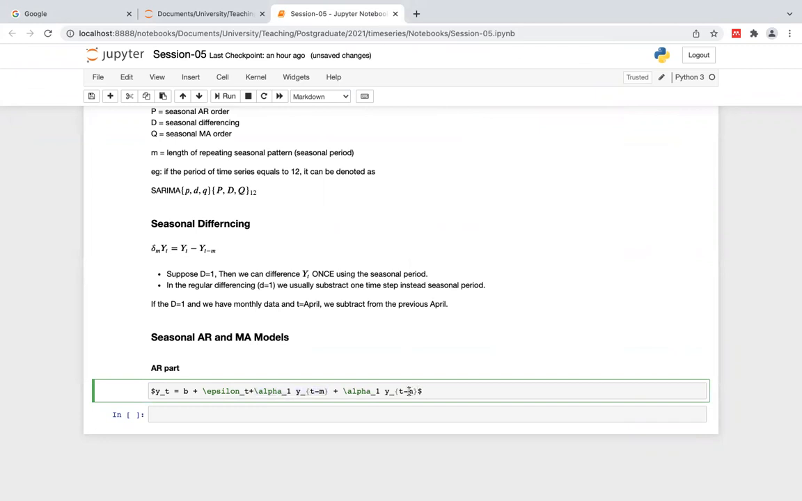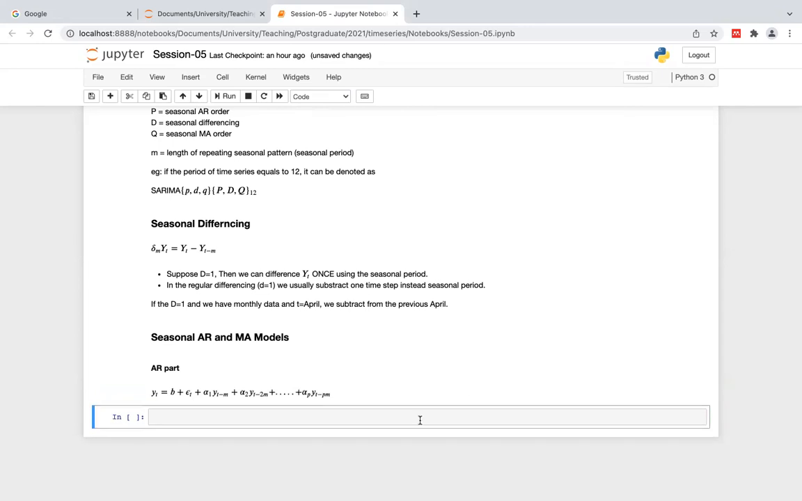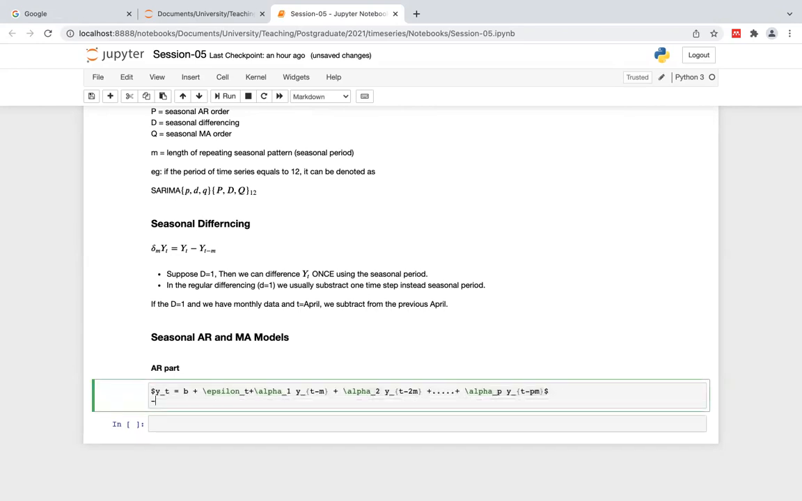Then it should be 2 times m. Then what would be the final component? This would be alpha 2, alpha p, p times m. I think you get the point. We can simply say it like this.